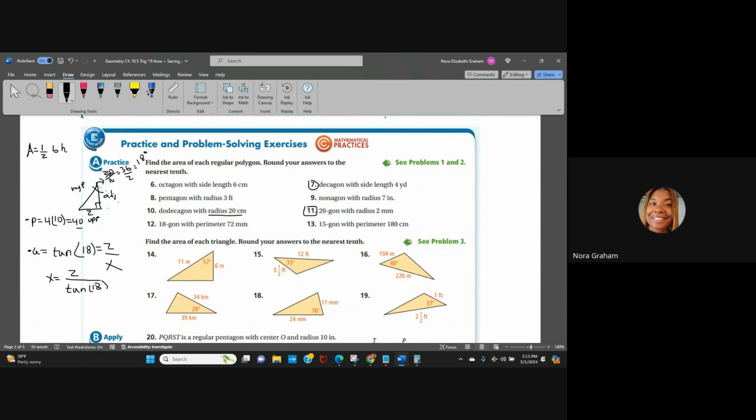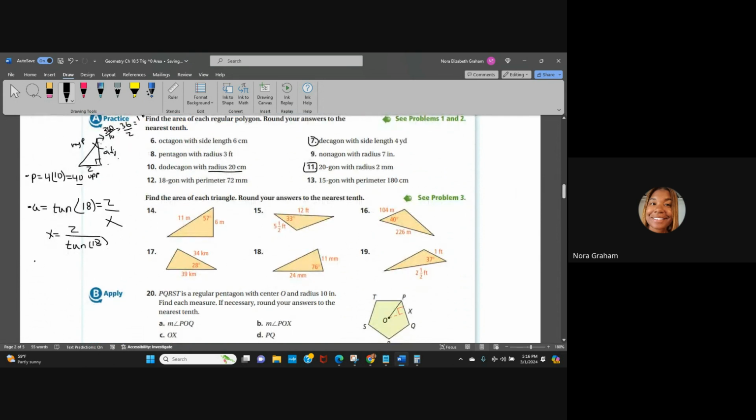So now I have my apothem and my perimeter. I just plug it into my area formula. So I'm just going to do A equals 1/2. My perimeter is 40. And then my apothem, which is 2 over tan of 18.